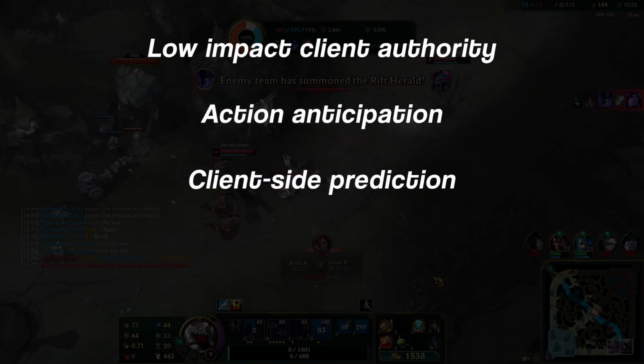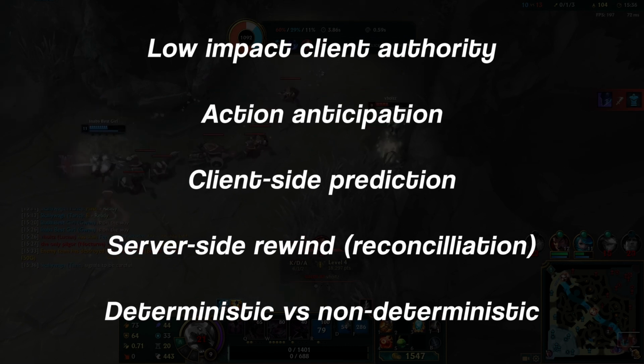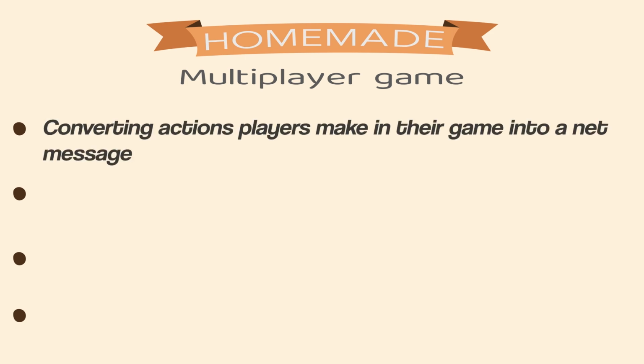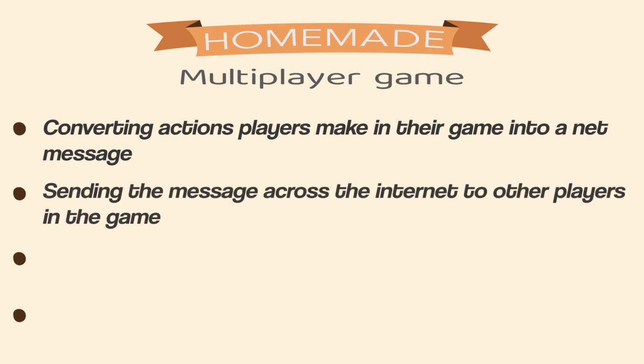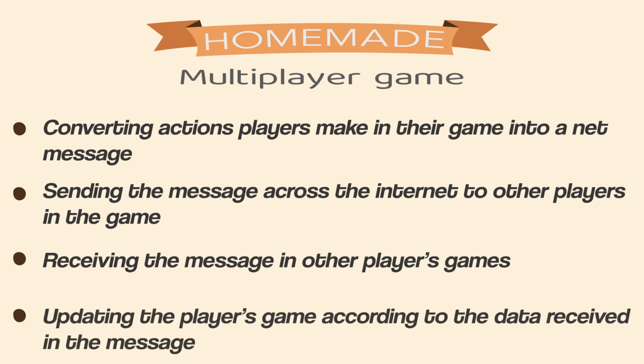Now, the exact witchcraft and wizardry these games employ to deliver a seamless multiplayer experience is for another video, but for now all you need to understand is that to make an online game, you simply need four things. First, you need a way of converting the actions players make in their game into net messages. Then you need a way of sending those messages across the internet to other players. You need a way of receiving those messages in each player's game. And finally, a way of updating a player's game according to the data received in those messages.